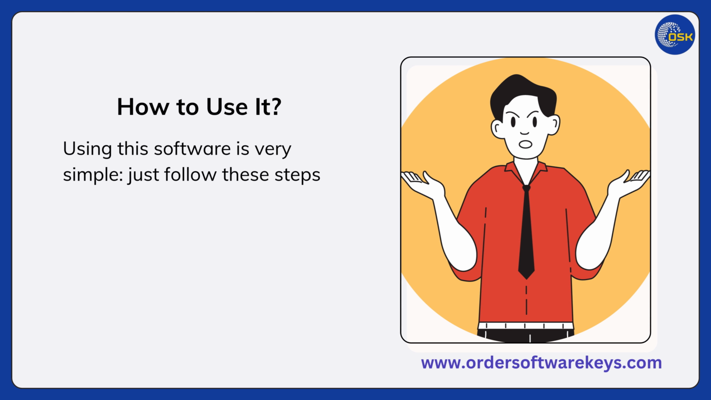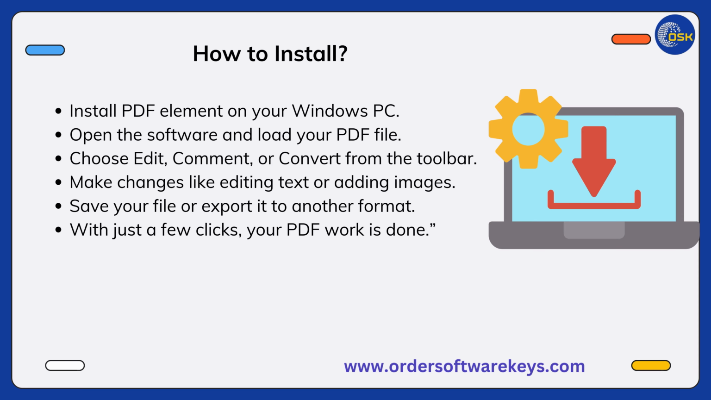Now, how to use it. Using this software is very simple. Follow these steps. Install PDFelement on your Windows PC. Open the software and load your PDF file. Choose Edit, Comment, or Convert from the toolbar. Make changes like editing text or adding images. Save your file or export it to another format. With just a few clicks, your PDF work is done.